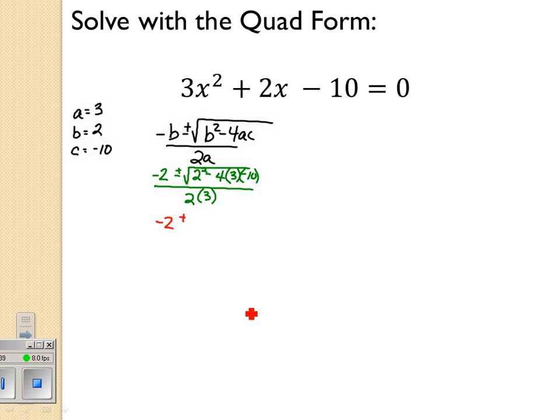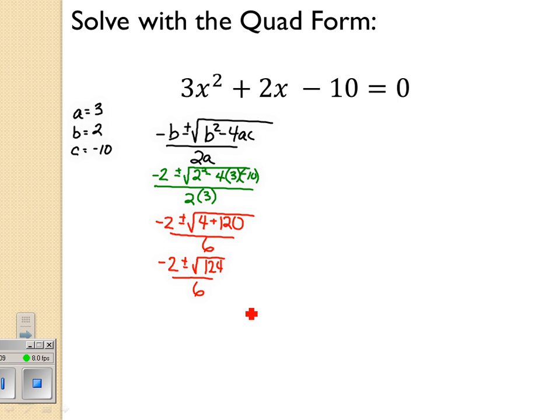Negative 2 plus or minus the square root of 4. Now you have negative 4 times 3 times negative 10. That's going to be plus 120 inside there. Then 2 times 3 on the bottom is 6. Continue simplifying. And that gets us to here.